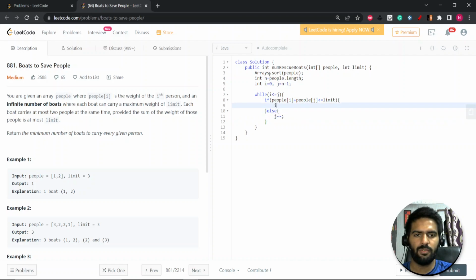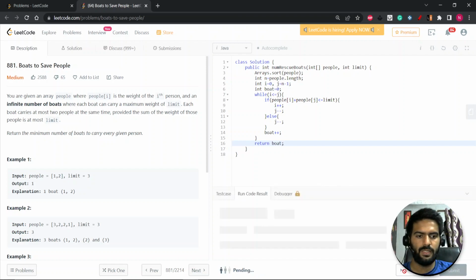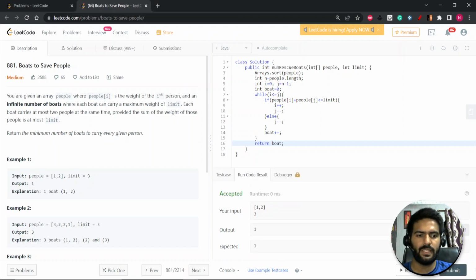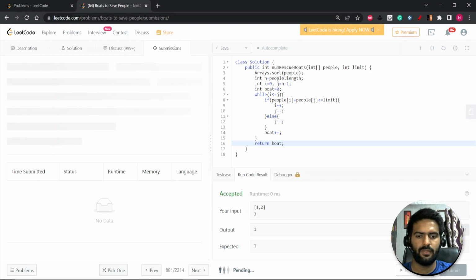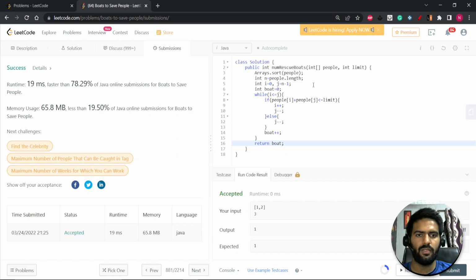If the condition is true, we do i plus plus and j minus minus, and in both cases we will increase the boat value. So boat plus plus, and we just return the boat. Okay, let's run it. Let's see. As you can see, this is accepted. Let's submit it. And our code is submitted.